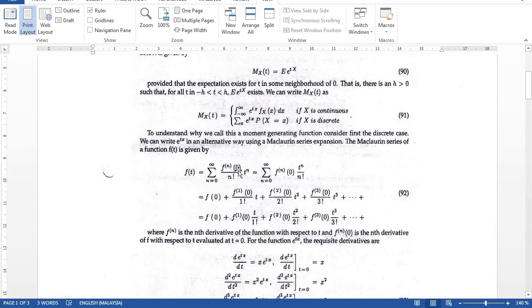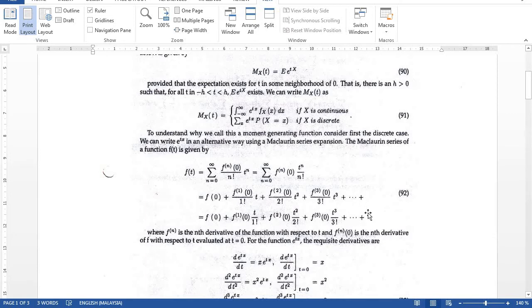as a sum of the function derivative power n, evaluated at 0, divided by n factorial, multiplied with t power n. If you expand this formula, it looks this way. So it can be written in this expansion, the following series. This is called the Maclaurin series.